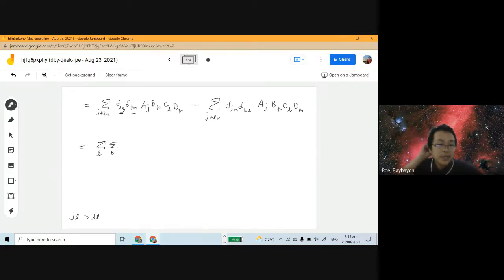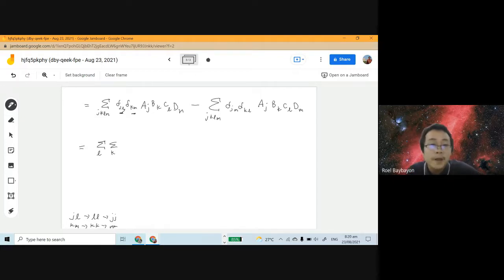Kay dapat ang J nimo is equal to L para dili zero ang imong term, okay? And also the KM, pwede ko mag KK na lang, when K is equal to M. Pwede ko magamit og JJ, pwede ko magamit og MM, okay? So, daghan indices, pwede ko magamit og L or K or J or M. So, I will use L and K.